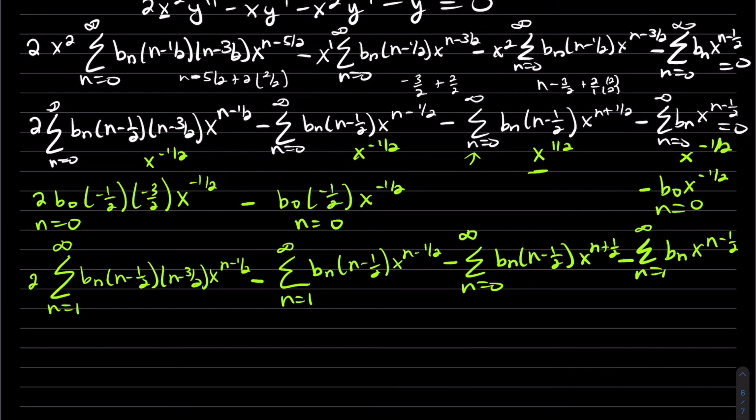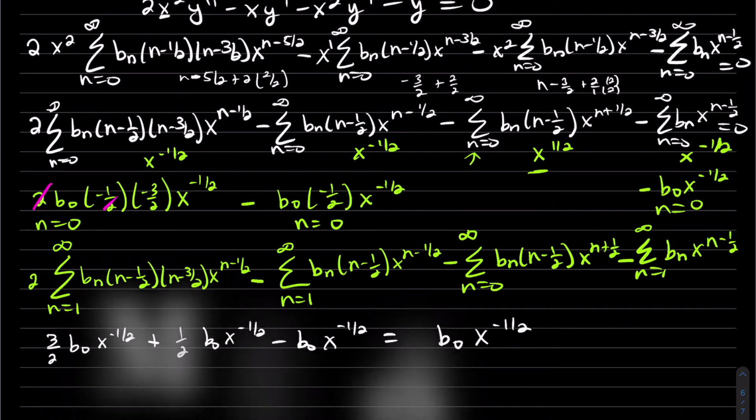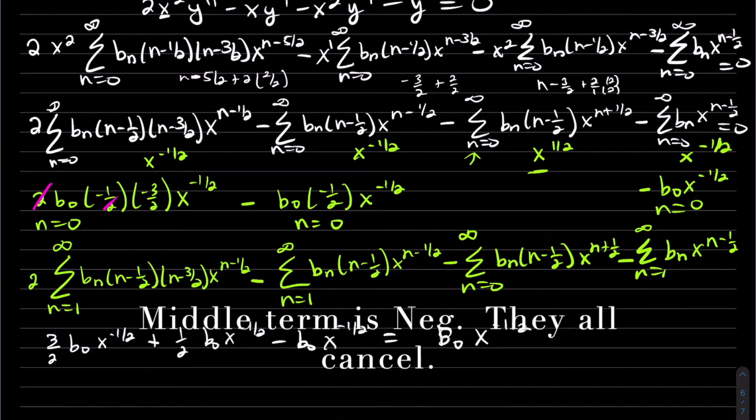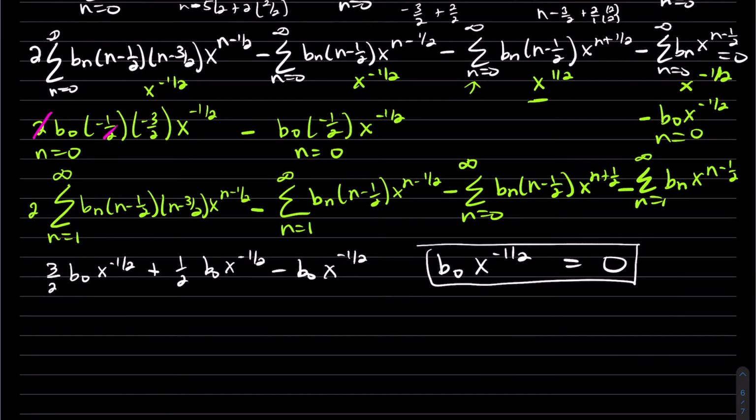Okay, so we have 3/2 b naught x to the minus 1/2, and then we can actually add all this together. We have 4, we have 2, 1. So all this combines, we have 4/2, 2 minus. Okay, so now they should all be at the same power. They're all half powers, I can see that.